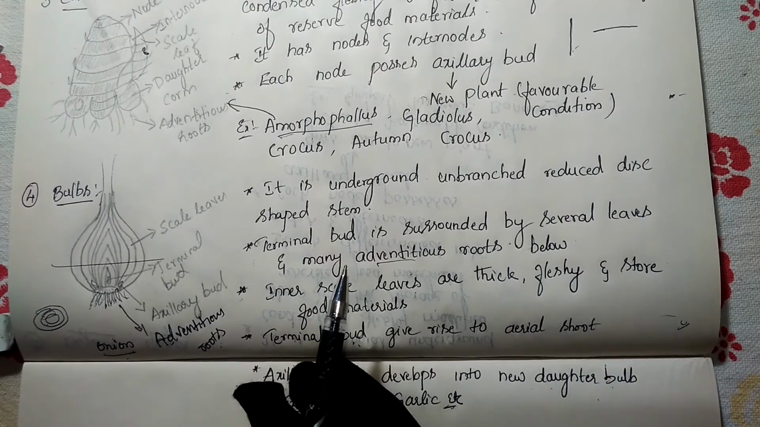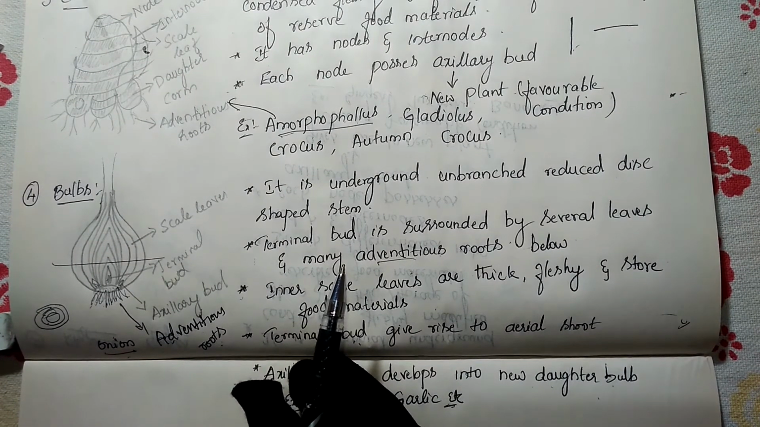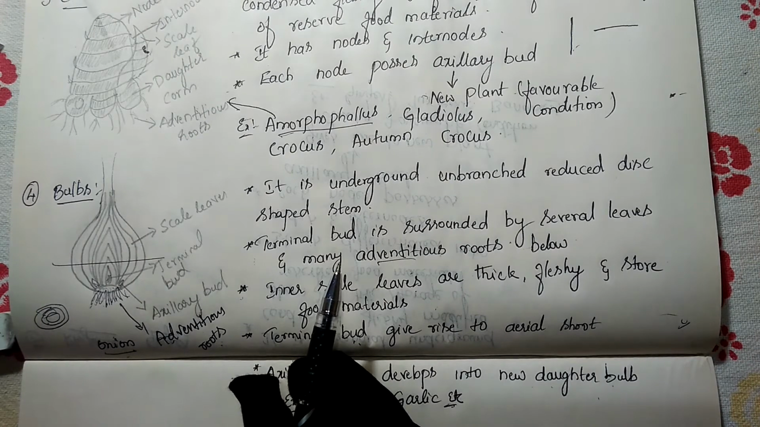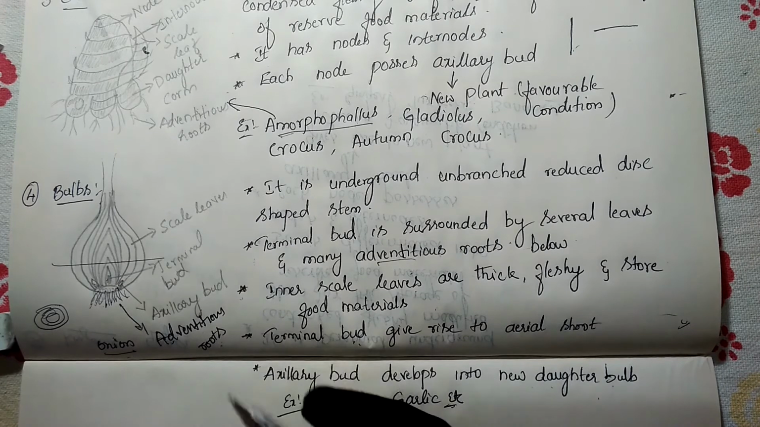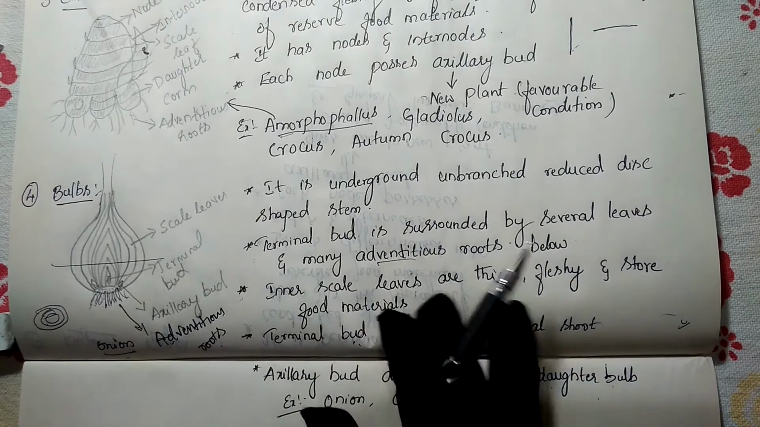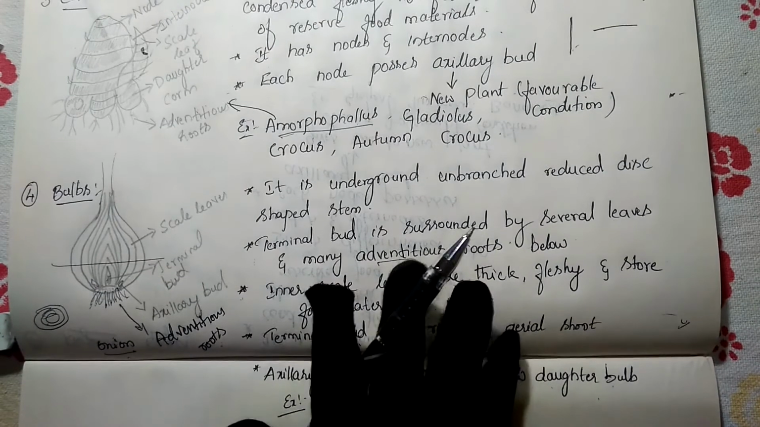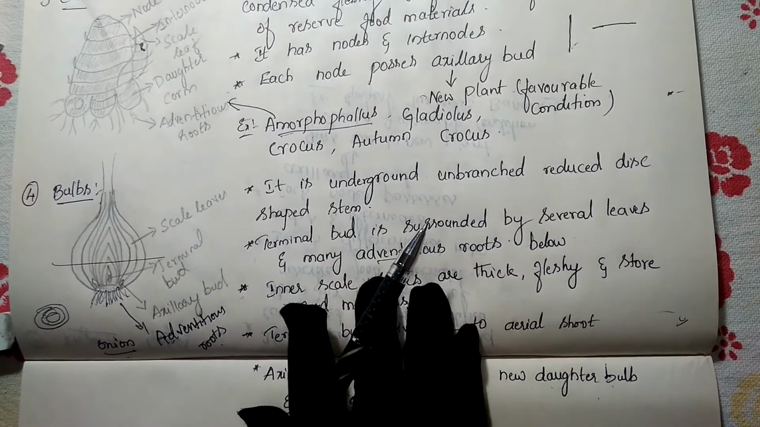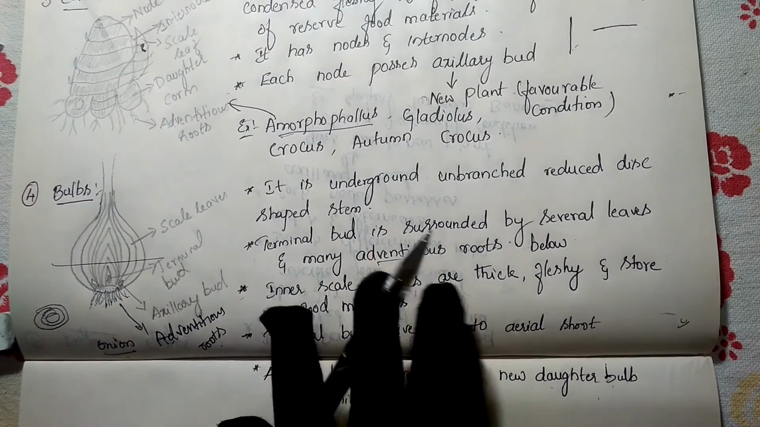These are the 4 underground stem modifications. In your exam, this is one of the important questions; it can appear for 5 marks. If asked to explain vegetative propagation by underground stem, you have to write all 4, and explain all the points mentioned in this book with the help of a diagram. Next we will go to vegetative propagation by subaerial stem.